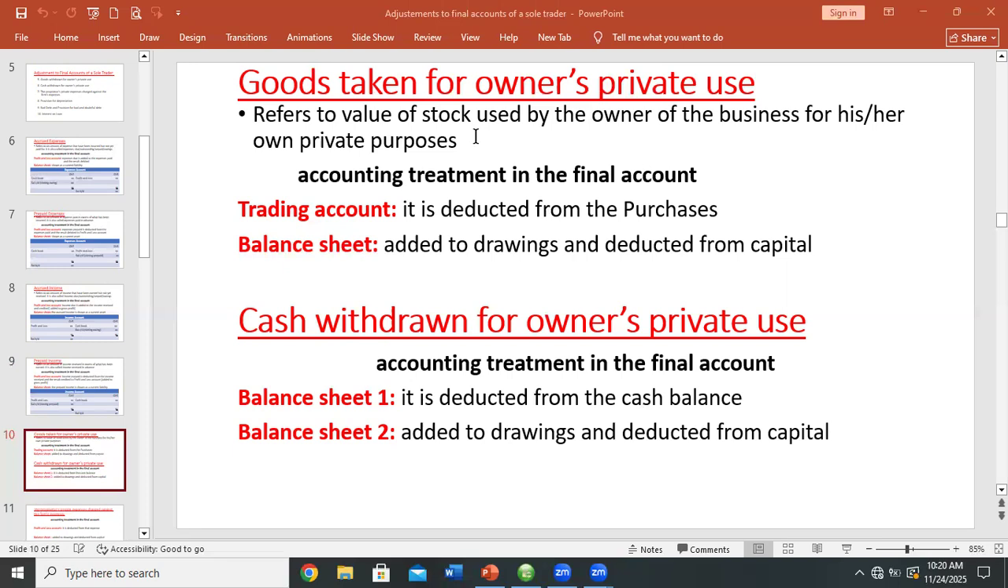Then in the balance sheet, this is drawings. So you know what we did with drawings in the balance sheet. We deducted from capital. So you will include that amount of goods the owner took for private use and deduct from capital as drawings. If it is cash, remember cash is a current asset in the balance sheet. So if the owner took cash, we would first deduct it from the cash under the current asset and again take it as drawings and deduct from capital. So that is if the owner takes any goods or cash for personal use.